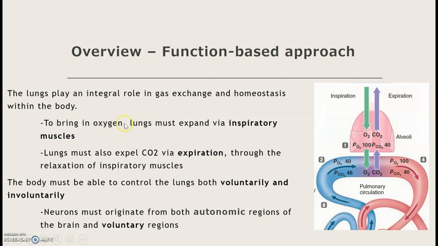So in order to bring in this oxygen, to expel the CO2, inspiration must occur. And this only occurs when these muscles that allow the chest cavity to expand are contracted. And then these muscles must relax during expiration to expel that CO2. And that's, once again, the relaxation of those muscles. So contraction brings inspiration, relaxation brings expiration.